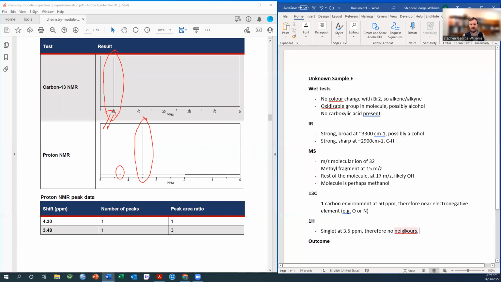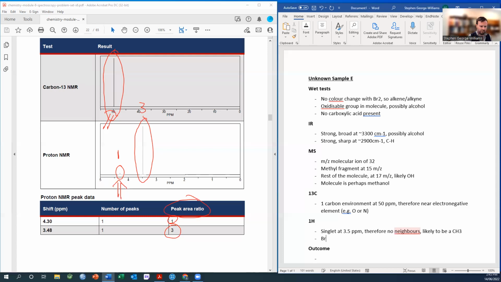I can read down a little bit further on the page, and I can see that I've been given the peak data, and particularly the peak area ratio, otherwise known as the integration. If my small signal here has a peak area ratio of 1, my much bigger, big singlet has a ratio of 3. So they're in a ratio of 1 to 3. Typically, when I see 3 protons in one environment as a singlet, this is likely to be a CH3 or methyl group, where it has no neighbors that it's coupling to.